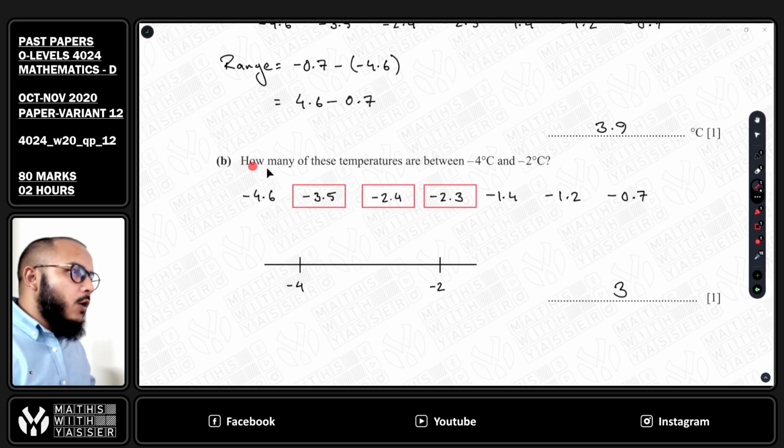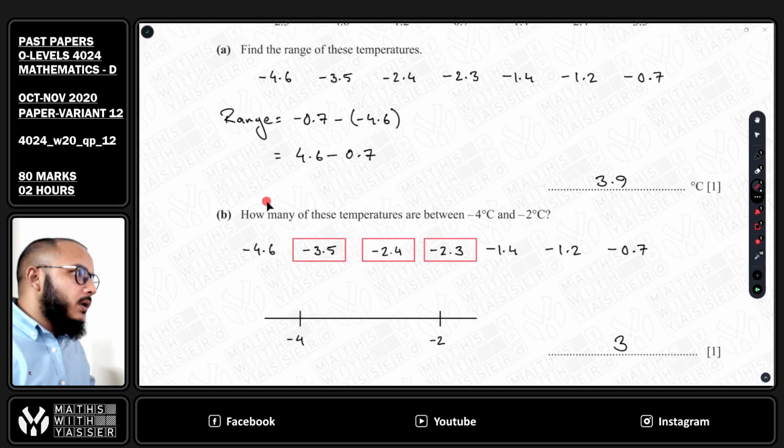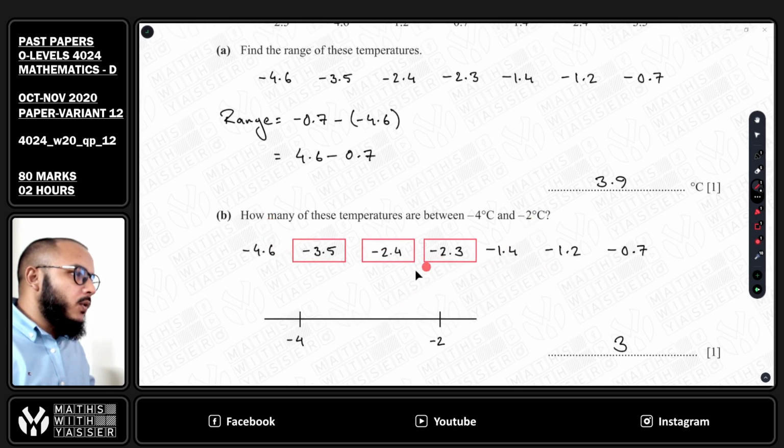Then we have how many of these temperatures are between negative 4 degree and negative 2 degree. So between negative 4 and negative 2, if you look at these numbers, there are only 3 possible numbers. Negative 2.3 is smaller than negative 2, and negative 3.5 is larger than negative 4. So there are 3 values within the range.